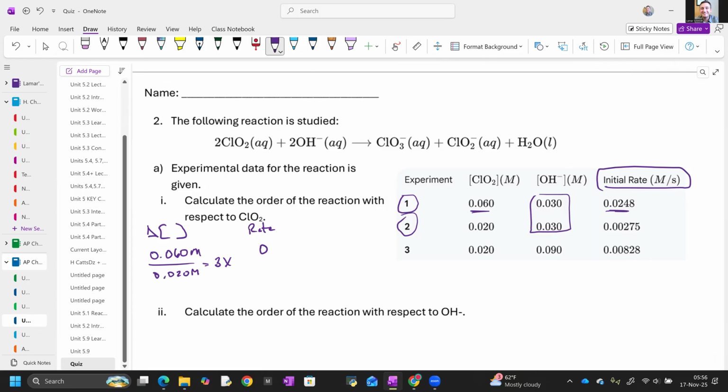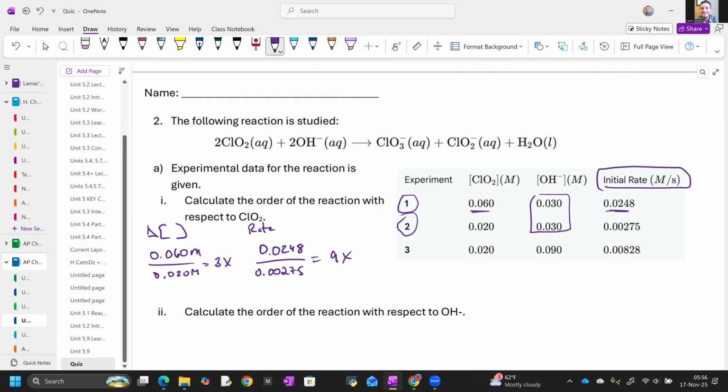And so we're going to put 0.0248. Again, it's molar per second, but these are going to cancel out because both of these are going to be units of rate. And then we're going to divide it by 0.00275. And you notice it's the larger number in the numerator and the smaller number in the denominator. So 0.0248 divided by 0.00275. And what we end up with is approximately 9.